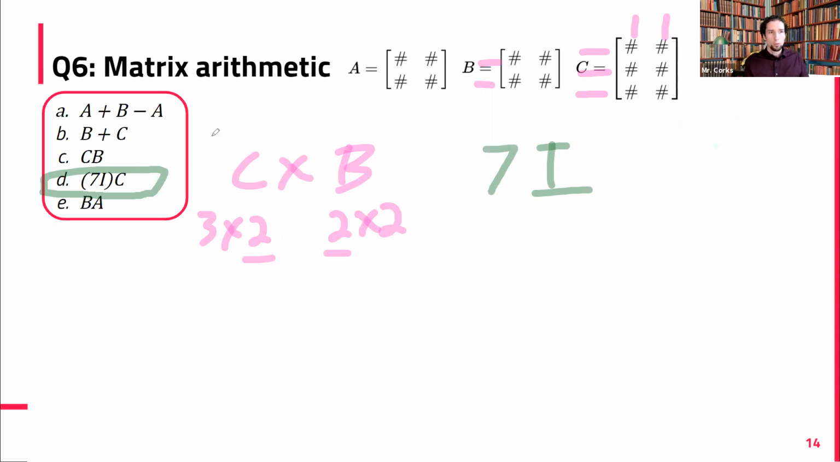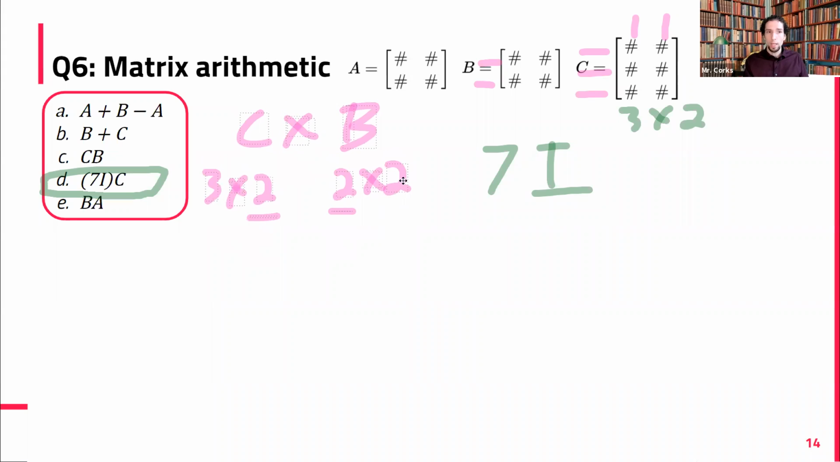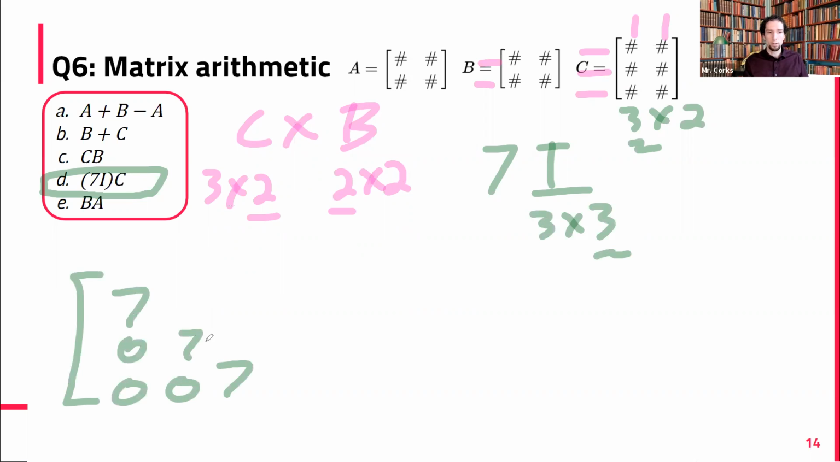Okay, so if we have I times C, what's going to happen? C is a 3 by 2 matrix. What size must I be in order to be multiplied by C? 3 by 3. I must be a 3 by 3 because that's the only way to make the inside numbers match here. So 7 times I would give us 7, 7, 7 on the diagonal and all zeros elsewhere: the identity matrix times a scalar 7.